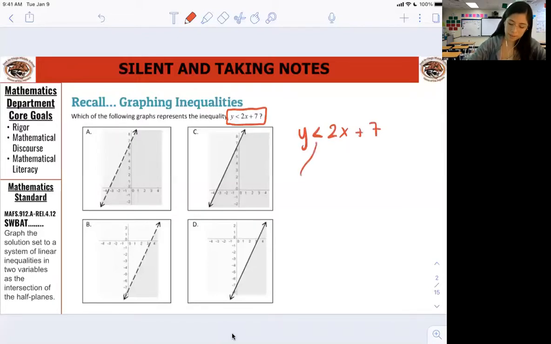So this symbol tells me a couple things about the line. So what do we know about it? Let's see if we can remember all the way back before. It's a dotted line. Good, Alyssa. We have a dotted line, not solid. Dotted line. Okay, what else does that tell me?